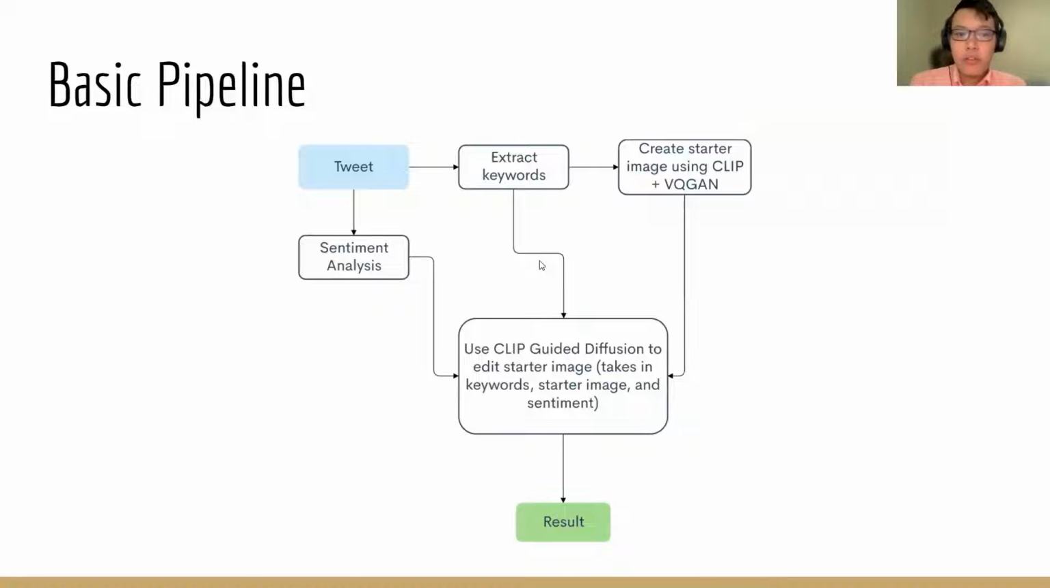The basic pipeline for our project was to take a tweet and then do two things. We wanted to extract the sentiment from it and extract the keywords from it. These two operations were independent of one another. Taking those keywords, we would pass them in using CLIP plus VQ-GAN to create a starter image. Using that starter image, the keywords and the sentiment analysis, we would then use CLIP-guided diffusion to edit the starter image and try to infuse those vivid emotions into the image, giving us our final output.